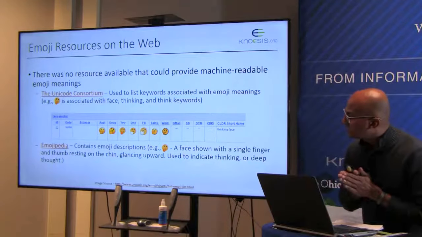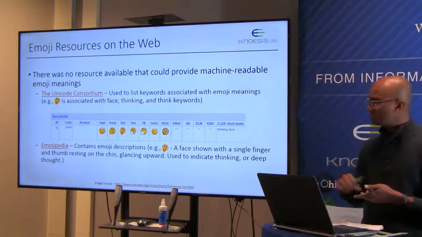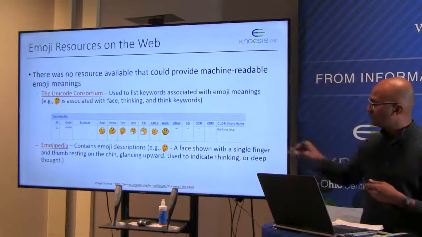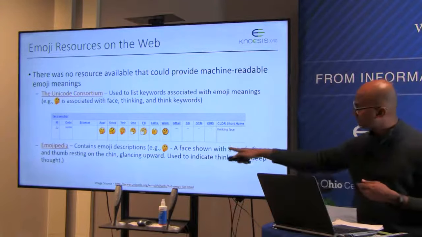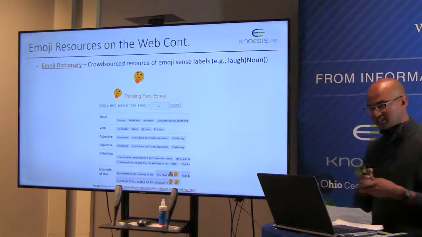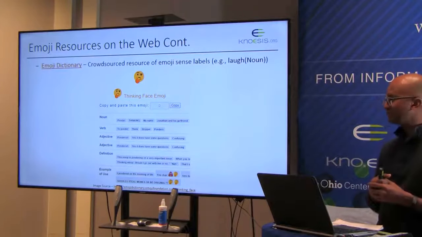Emojipedia is another well-known resource for emoji meanings. Apart from the details that you will find on the Emoji Consortium website, Emojipedia contains emoji descriptions. Emoji Dictionary is another resource out there, which can give us a lot of information about emoji.